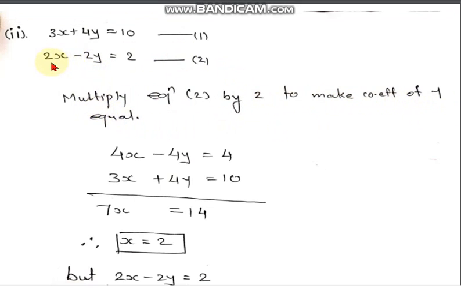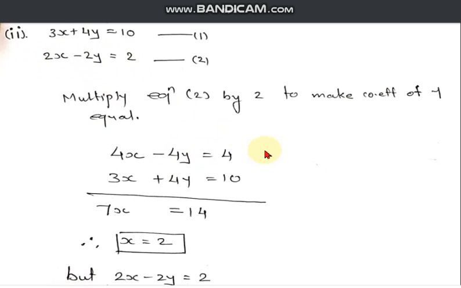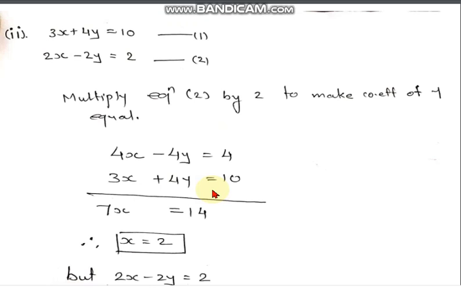Now when we multiply this equation by 2, we will have 4x, because 2 into 2 is 4x, minus 2 into 2, 4y, equals 4. Here we can see that the sign of y is different. In the first equation it is positive, here it is negative. So I am writing this equation 3x plus 4y equals 10 here. As they have different signs, we simply add these two equations. When they have the same sign, we subtract, and when they have different signs, we add. So plus 4y and minus 4y cancel. 4x plus 3x, 7x, equals 10 plus 4, 14. So x equals 2.